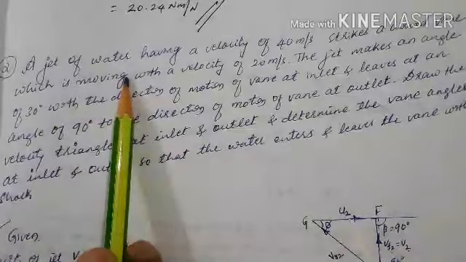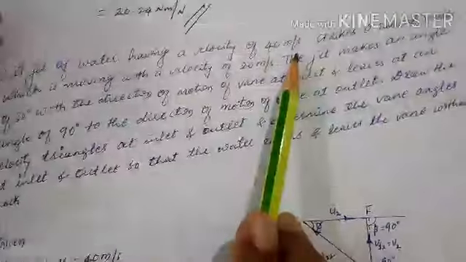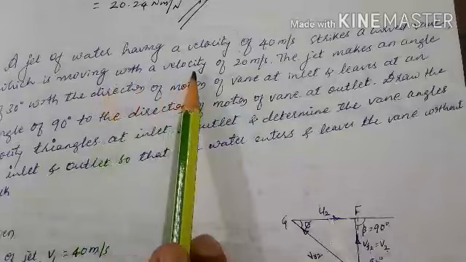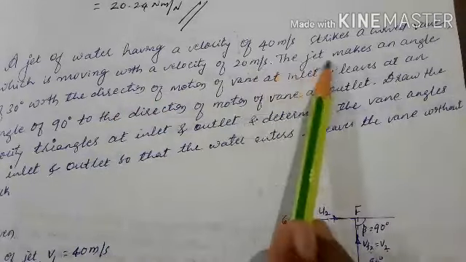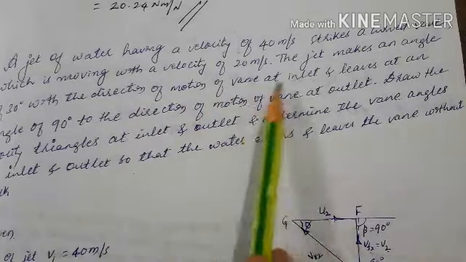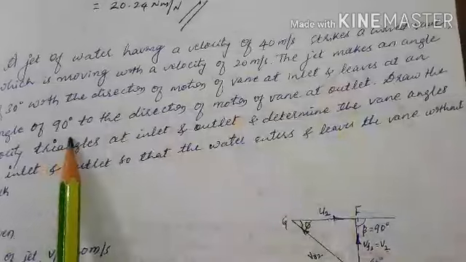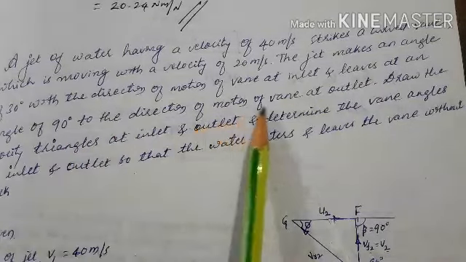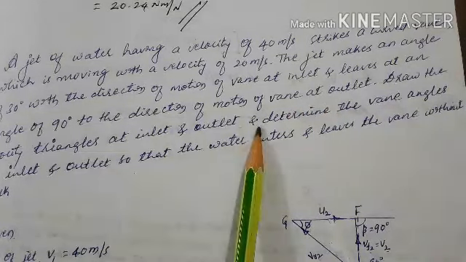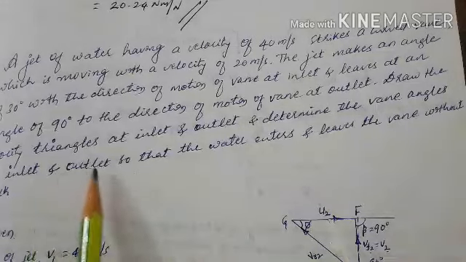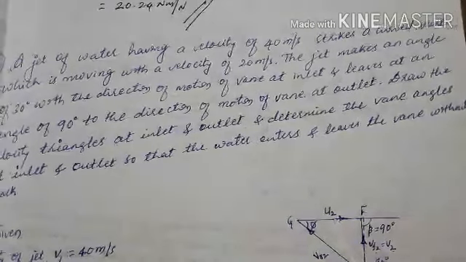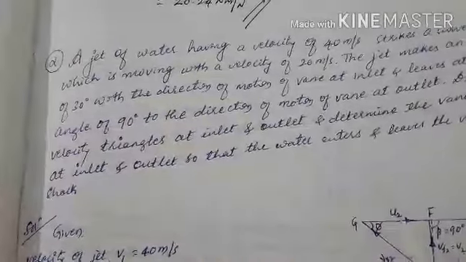A jet of water having a velocity of 40 meter per second strikes a curved vane which is moving with a velocity of 20 meter per second. The jet makes an angle of 30 degree with the direction of motion of vane at inlet and leaves at an angle of 90 degree to the direction of motion of vane at outlet. Draw the velocity triangles at inlet and outlet and determine the vane angles at inlet and outlet so that the water enters and leaves the vane without any shock. So this is the problem given here.